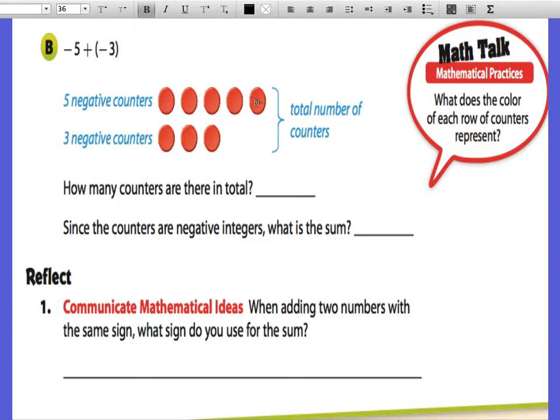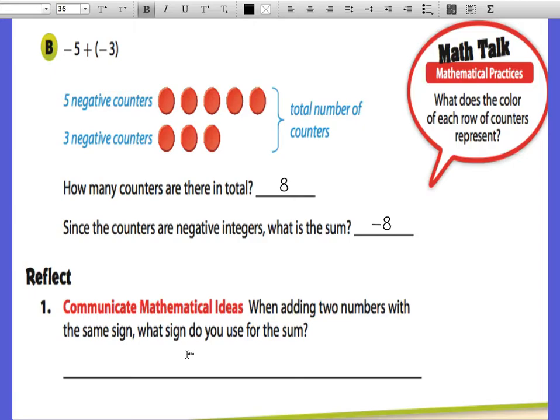So again, I'll say apples and apples since they're red, right? But we have 5 red counters plus another 3 red counters. So in this case, we know that there are 8 total. However, because I added 2 negative numbers, my sum isn't a positive 8, it's actually a negative 8, because I'm on the other side of the number line, because each of these represents a negative 1. So it's not that I have a positive 8, I have a negative 8.